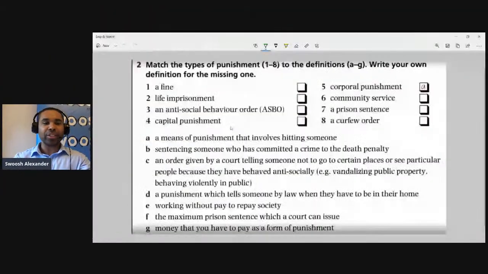And so the task is just here then. We can see that we have 8 vocabulary items, words and phrases that we want to find the definitions to. So let's go through and have a look at those together. The first one we've already got, corporal punishment. And we can see that is a means of punishment that involves hitting someone. So that was the example. Let's have a look at the other vocabulary items.